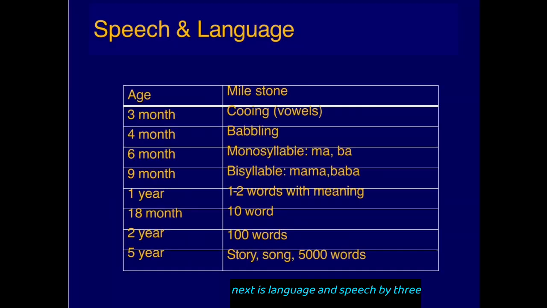Next is language and speech. By 3 months, baby will be cooing. So they'll be saying vowels A, E, I, O, U. By 4 months, they'll be babbling. By 6 months, monosyllables: ma, ba. By 9 months, they'll be saying mama, baba.